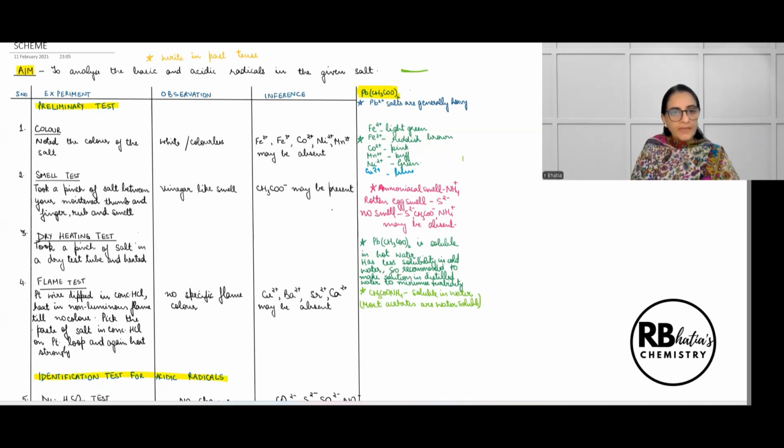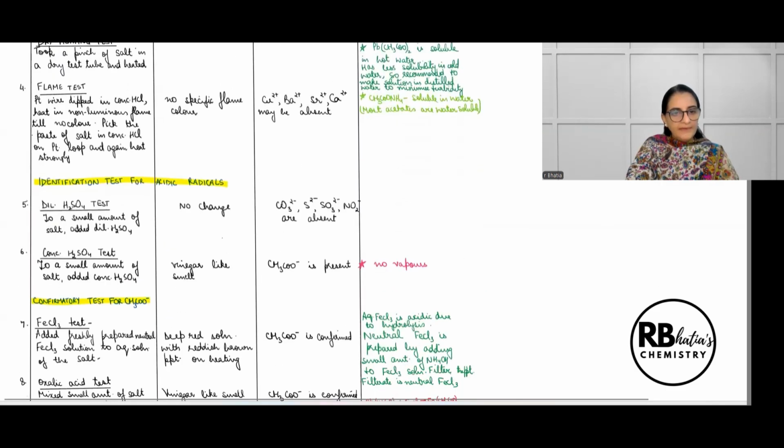So here, 3 columns: experiment, observation, and inference. And then the first one is the preliminary test. First, you have to write the preliminary test. Under preliminary test: color, smell, dry heating, and flame test. And what are you supposed to write? You have to write down the observation as well as the inference. If any of these is missing, your credit is lost. So learn this very carefully.